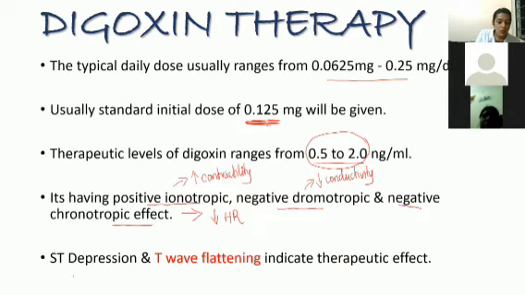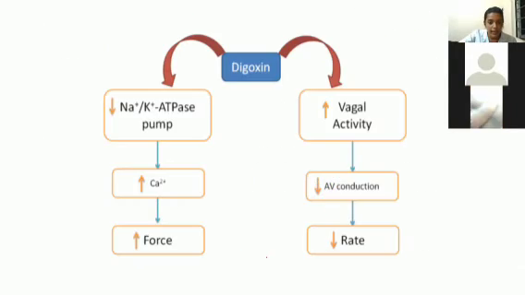And these two findings, ST depression and T wave flattening, you can see in digoxin therapy. If digoxin is given to a patient, normally ST depression and T wave flattening we can observe as the therapeutic effect. So that is about the digoxin therapy.